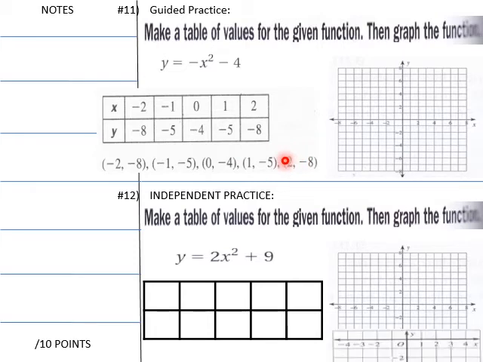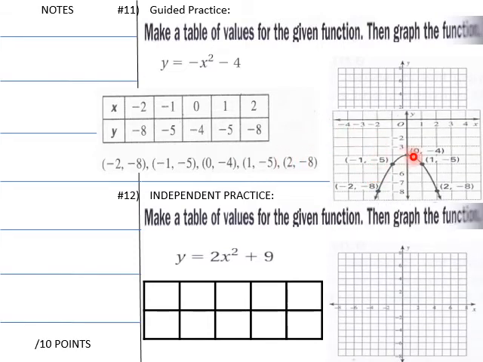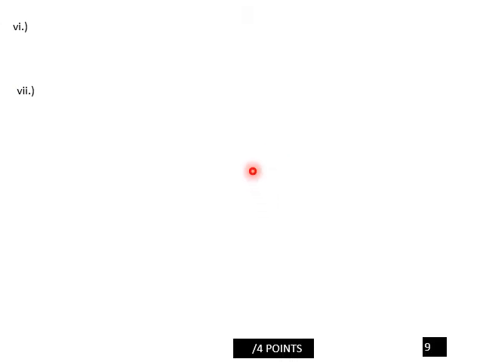So once you make those plots, you can graph. Here is our parabola for this quadratic equation. And moving on here.